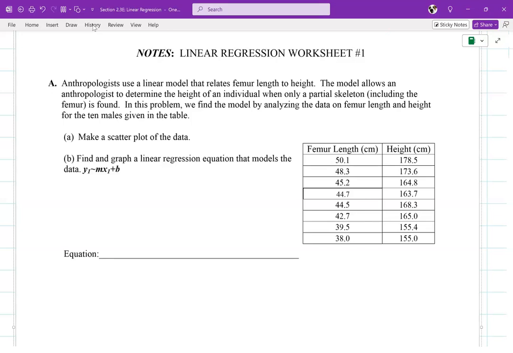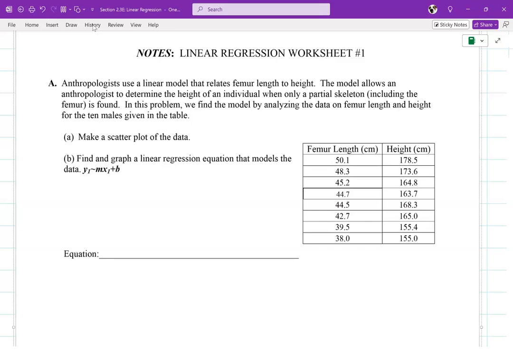Maybe if your femur's longer, they can say, oh, you're like 6'5". Okay, they found a relationship that does that. Okay, they can figure out how tall you are. It says the model allows an anthropologist to determine the height of an individual when only a partial skeleton, including the femur, is found. In this problem, we find the model by analyzing the data on femur length and height for 10 males given in the table.